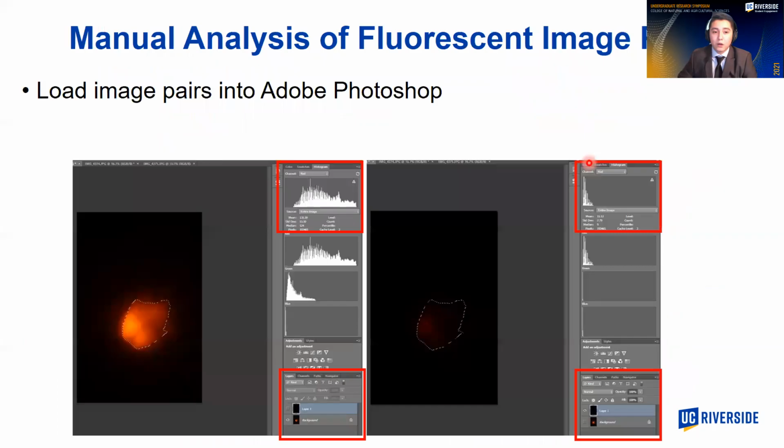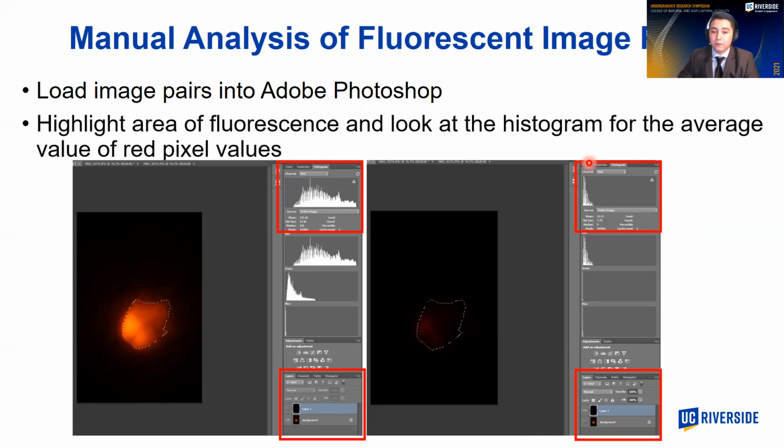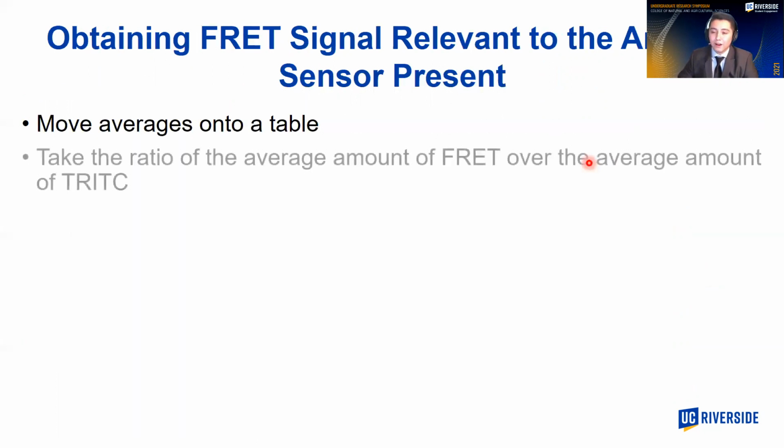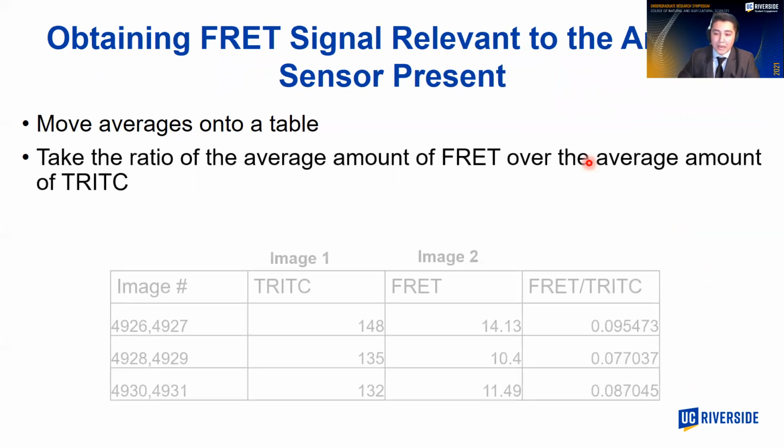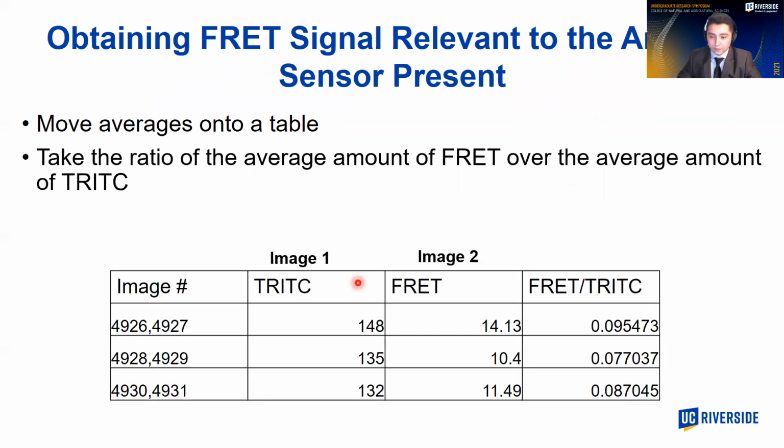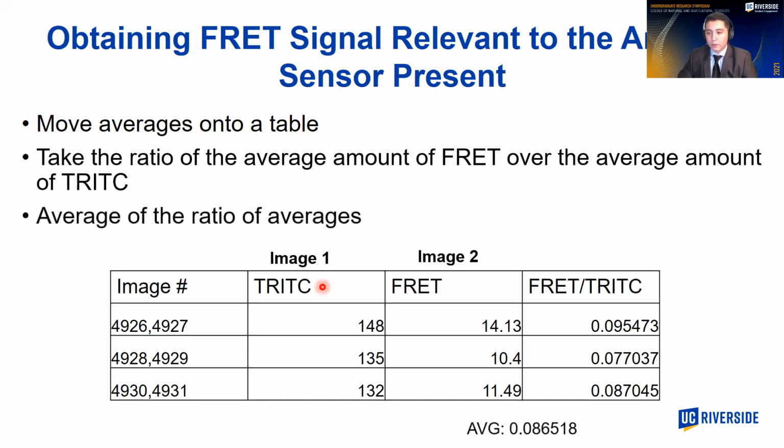What I then do is load the image pairs onto Adobe Photoshop, highlight the area of fluorescence, and look at the histogram for the average red pixel values. I then move those values onto a table to take the ratio of the average amount of FRET over the average amount of TRITC, and then we take the average of the ratios. What this means is that we're trying to take the ratio of the amount of sensor that is being activated due to ATP binding over the amount of sensor present.